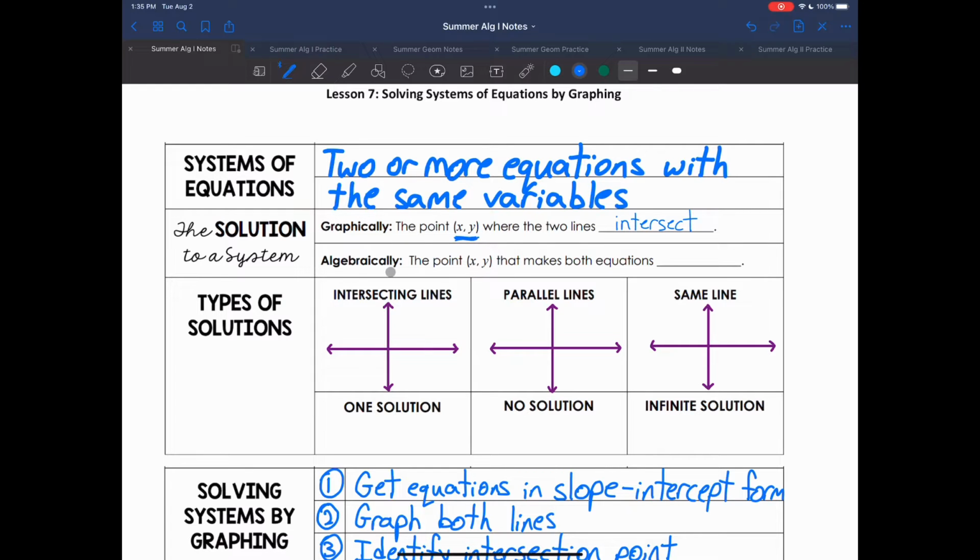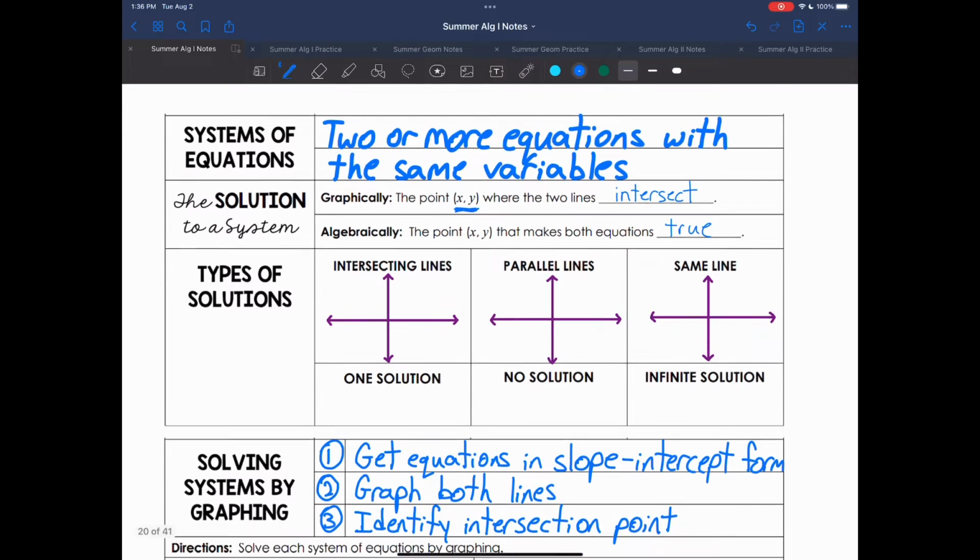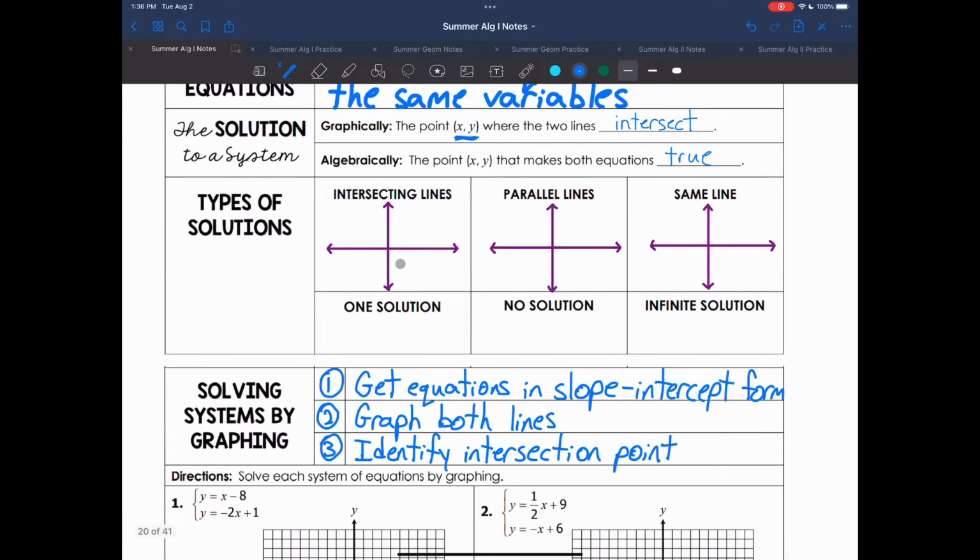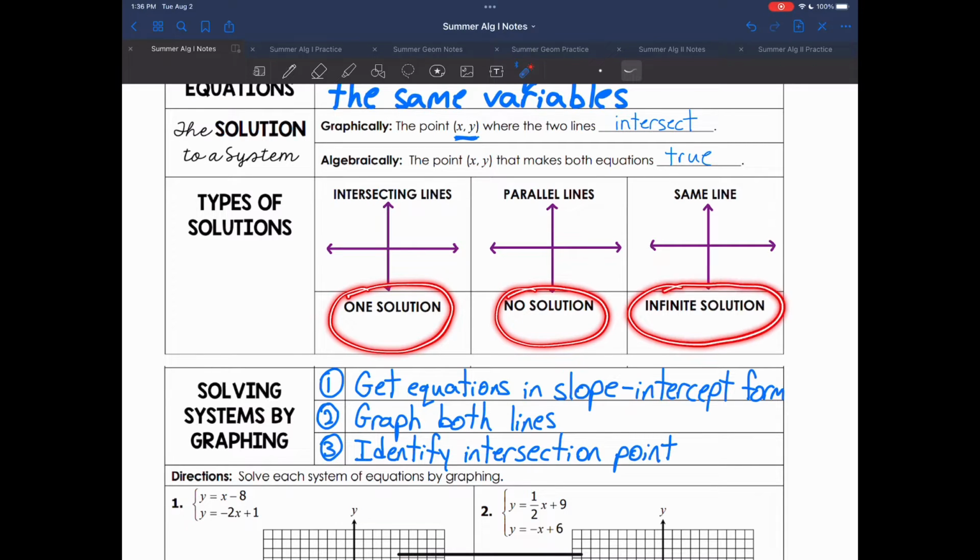All right, and then algebraically, we'll fill this in, but this will make more sense when we do it in our next lesson. The solution, if you're doing it algebraically, is the point x, y that makes both equations true. But don't worry about that right now because we'll deal with that in the next lesson. Okay, there are 3 different types of solutions that you can have here. You can have 1 solution, no solution, or infinite solutions. Let me show you what that would look like on a graph.